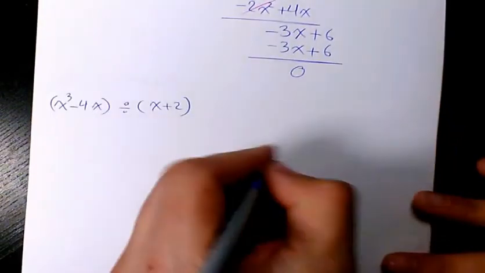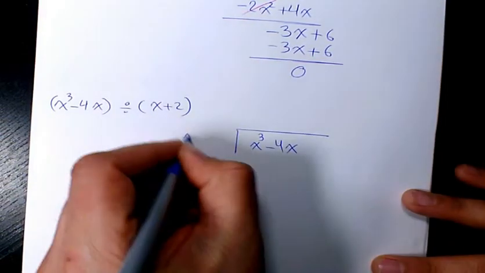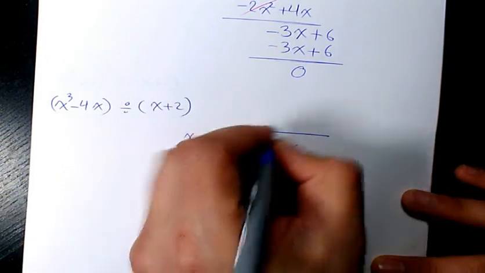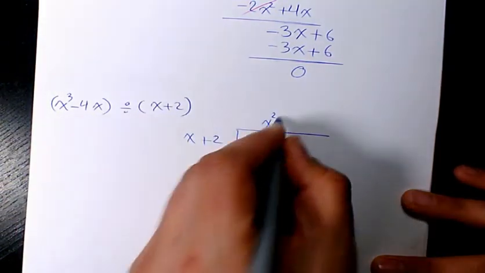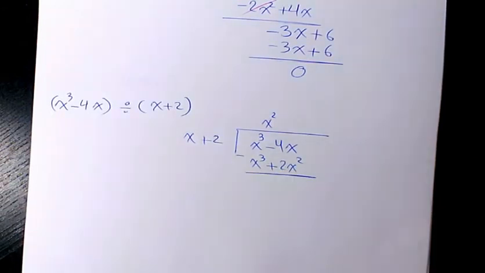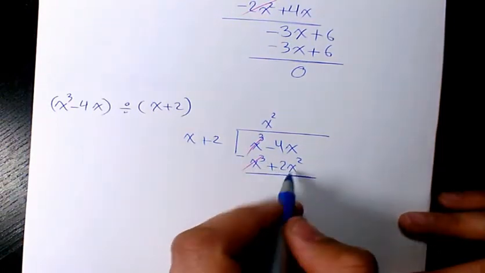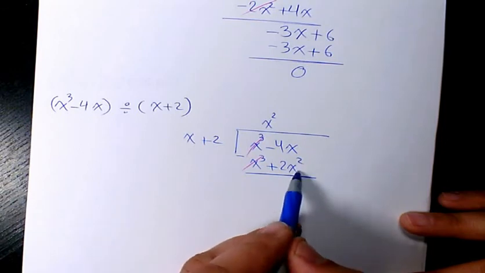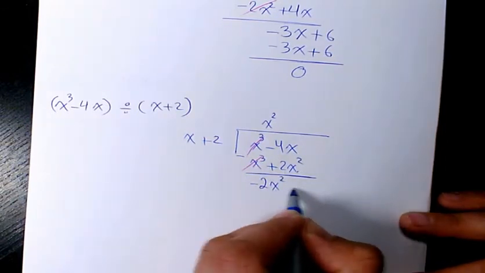Next question. X cubed minus 4x divided by x plus 2. X cubed divided by x, x squared. X squared times x, x cubed. X squared times 2, 2x squared. When you subtract it, it's going to be 0. Negative 4x minus 2x squared. We cannot cancel out because this one is x squared, this one is x. So I'm going to write it as negative 2x squared minus 4x.